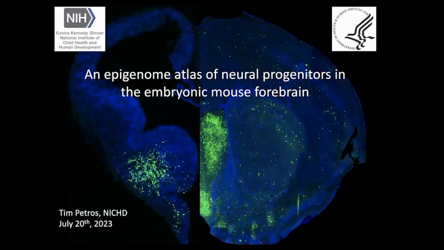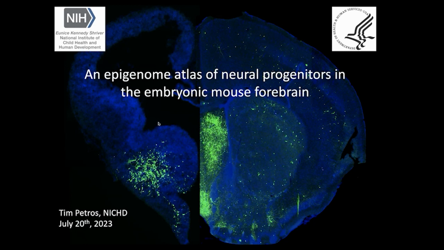First, I want to thank the organizers for giving me the opportunity to present my lab's work at this webinar. My name is Tim Petros, and I'm an investigator at NICHD at the NIH in Bethesda, Maryland. Today I'm going to tell you about some of our work where we've been establishing what we call an epigenome atlas of neuroprogenitors in the mouse embryonic forebrain.